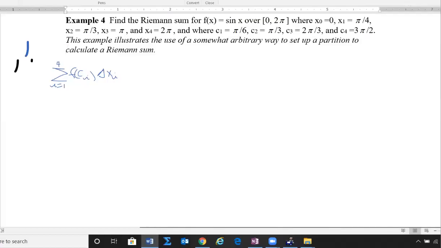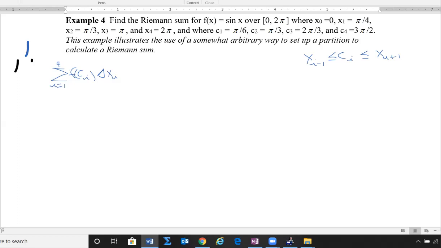Okay, here's the general Riemann sum. And all this says is that the c sub i has to be less than or equal to x sub i plus 1 and greater than or equal to x sub i minus 1. That's all it says.